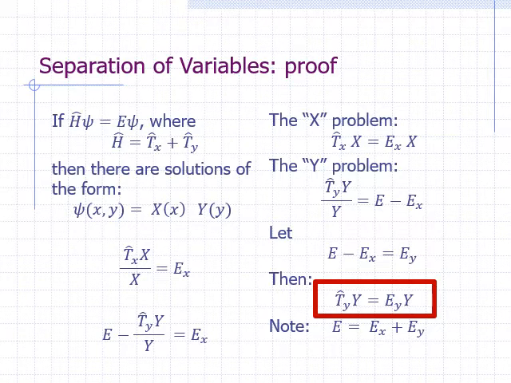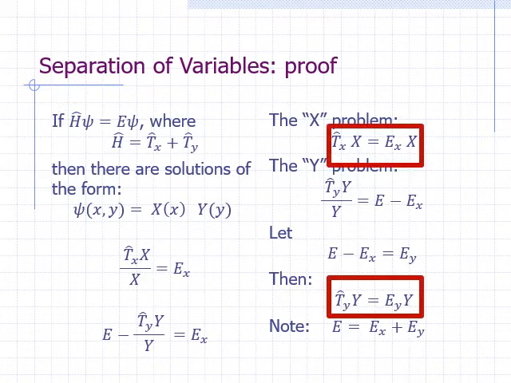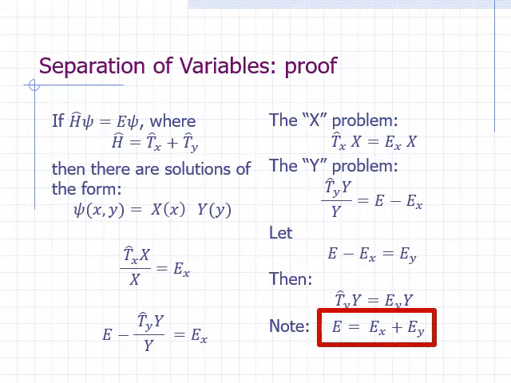Note that we simplified our two-dimensional eigenvalue problem into two one-dimensional eigenvalue problems, which are much easier to solve. In fact, we have already solved these one-dimensional problems. Note that we simply add the eigenvalues of the two one-dimensional problems to get the eigenvalue for the two-dimensional problem. In other words, the total energy E is just equal to E sub x plus E sub y.